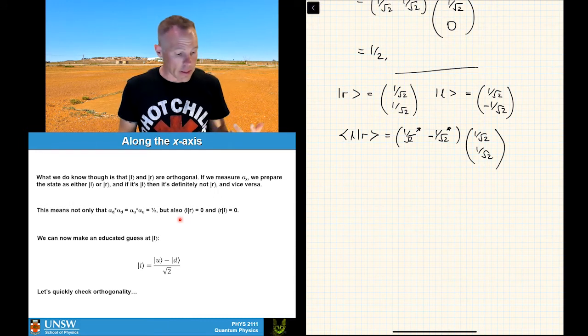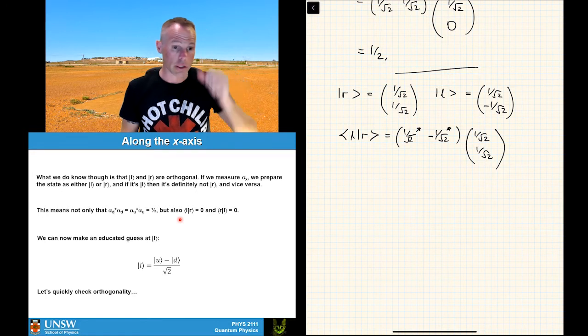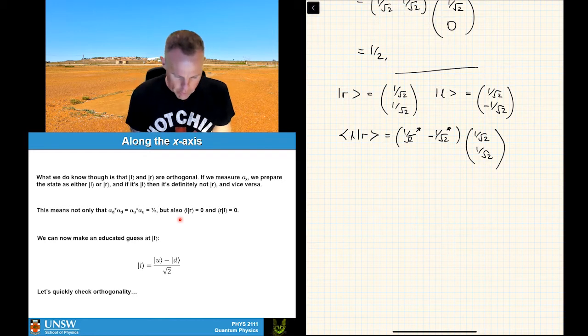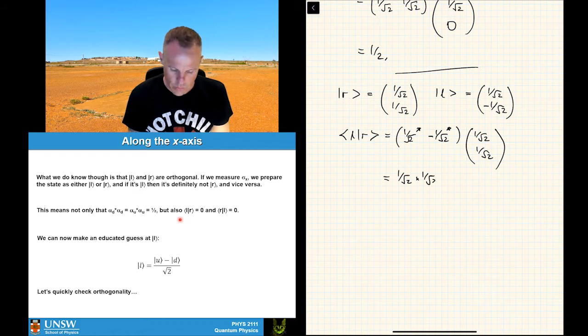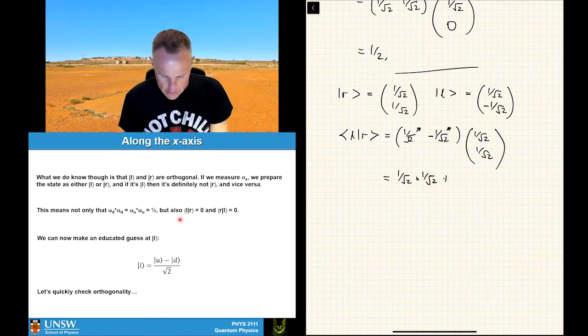And if we multiply these together, of course, we know that the conjugate of 1 over root 2 is 1 over root 2, and the conjugate of minus 1 over root 2 is just minus 1 over root 2. So what we would have here is 1 on root 2 times 1 on root 2, which is the 1 on the left times the 1 on the top, plus, actually, that's going to be a minus 1 on root 2, 1 on root 2.